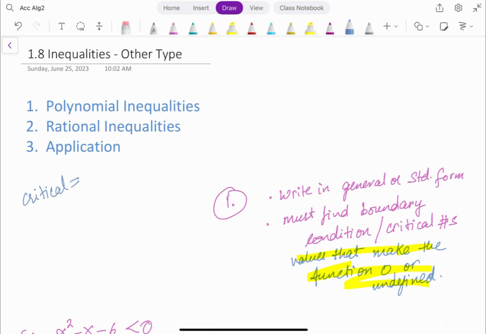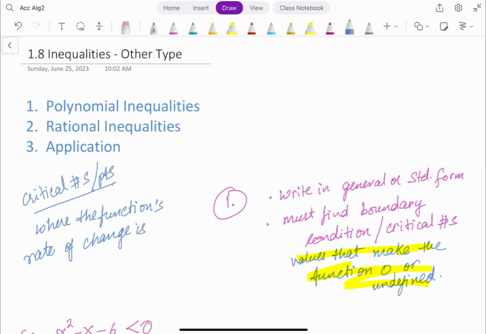So, what are critical numbers? Critical numbers are the numbers where the function's rate of change is altered. Altered means it is changed. So where the rate of change is a little bit shifted, a little bit moved, or a little bit altered, whatever words you want to use, those points are called the critical points.